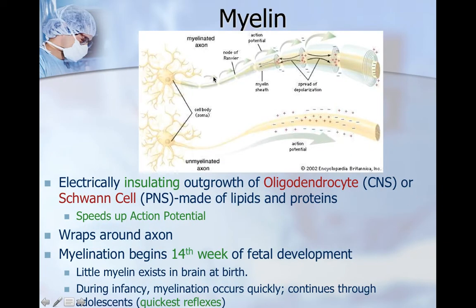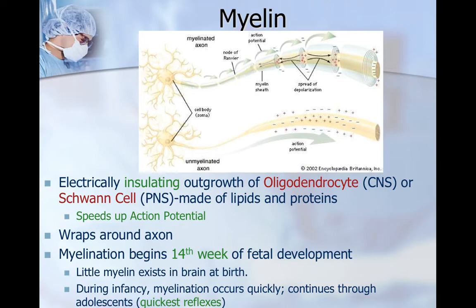Now, myelin. We've mentioned myelin on a couple of occasions, both in the central nervous system and the peripheral nervous system. The oligodendrocyte is the cell that's responsible for it in the central nervous system, and the Schwann cell in the peripheral nervous system. Myelin is an insulating outgrowth of these cells made of lipids and proteins as an extension of their membranes. They provide insulation almost to speed up an action potential. They make it so that the action potential can zoom across that membrane very, very quickly.